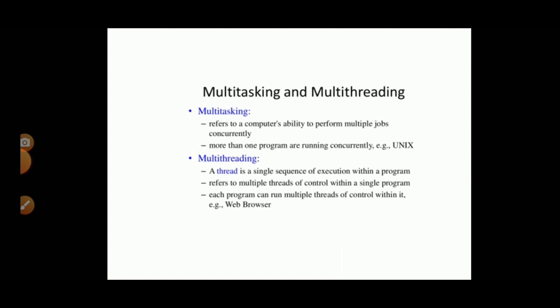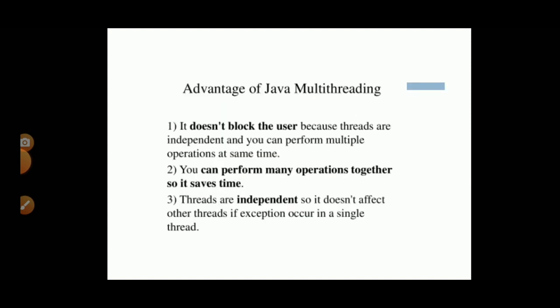In multi-threading, a thread is a single sequence of execution within a program. It refers to multiple threads of control within a single program. Each program can run multiple threads of control within it. A thread is a lightweight entity, a lightweight process that executes inside the process. So inside a process we can have a number of threads. An example for this multi-threading concept is web browsers.